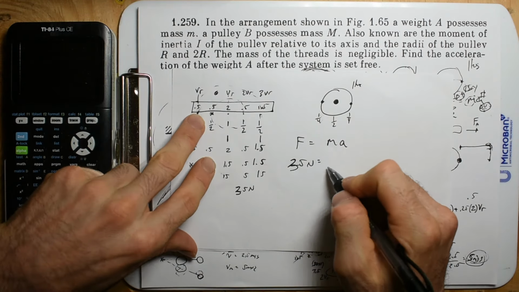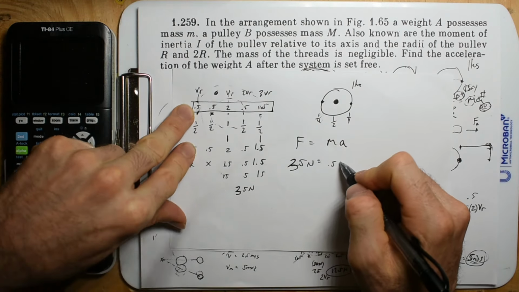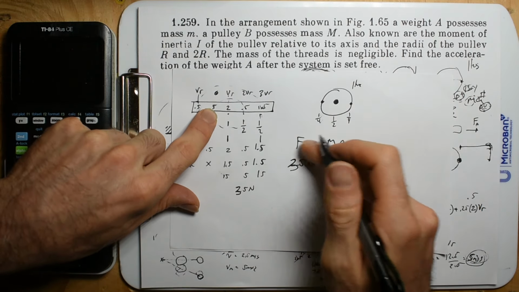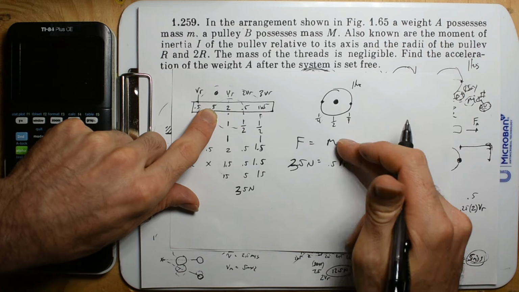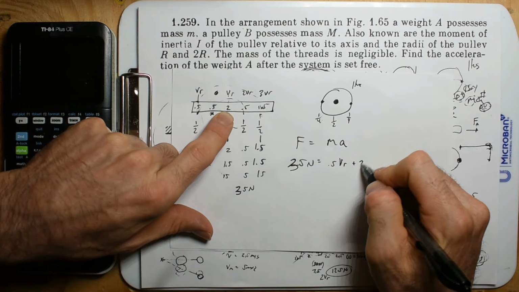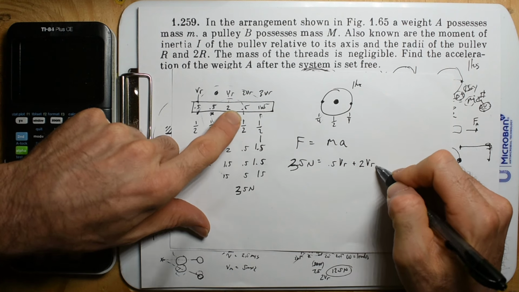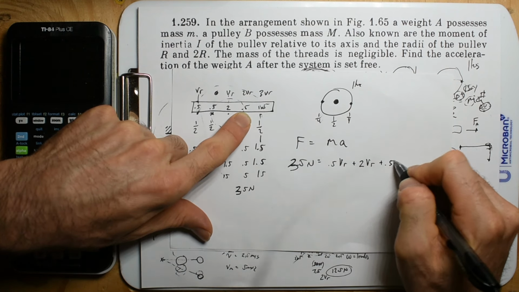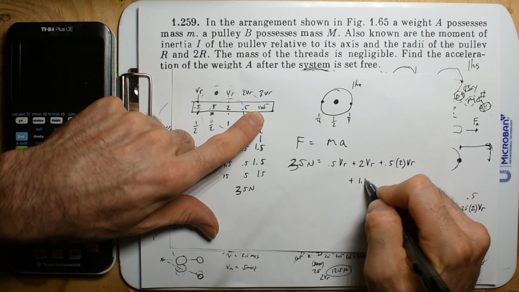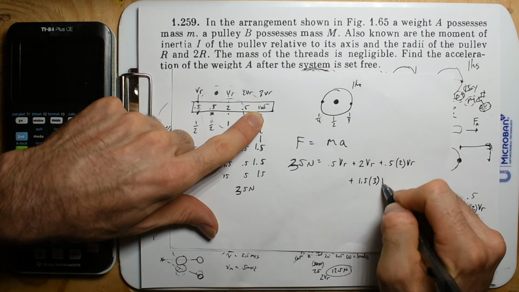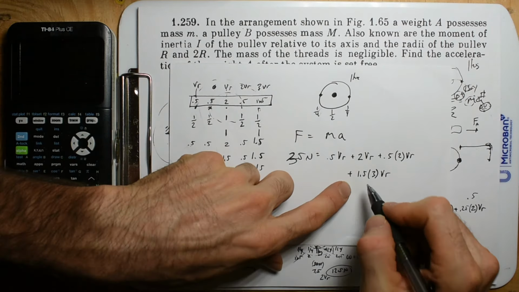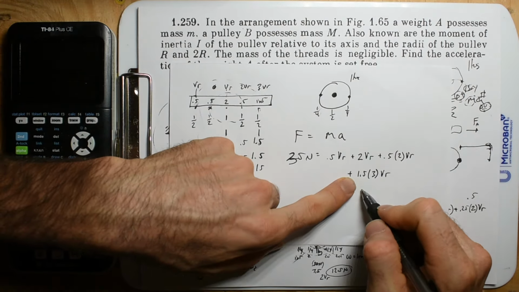Okay, so we have 0.5 times VR. This one is not moving, so this force is not generating any change in velocity of that mass. And then this one is going to be a mass of 2 times VR, and then this one is going to be a mass of 0.5 times 2 VR, and then this one's going to be a mass of 1.5 times 3 VR. So let's see if we get the right answer, or similar. I don't know if it's going to be different.